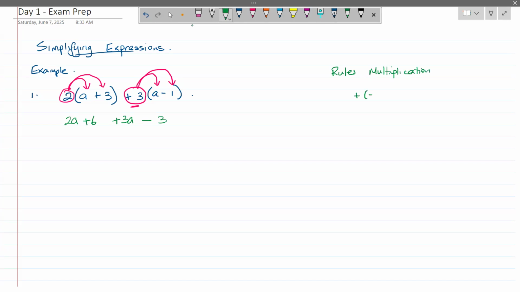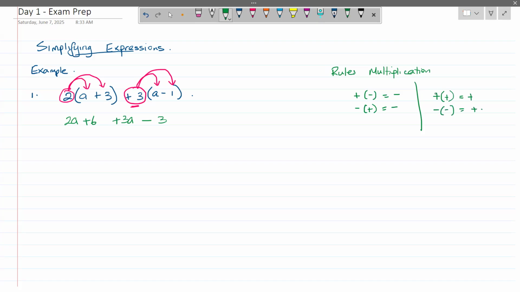A plus by a minus will give us a minus. A minus by a plus will give us a minus. Anytime the signs are different, we're going to get a negative value. Anytime the signs are the same, we get a positive value.